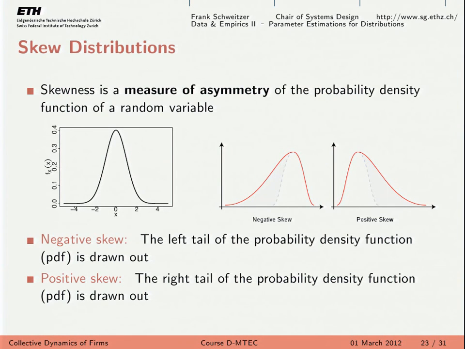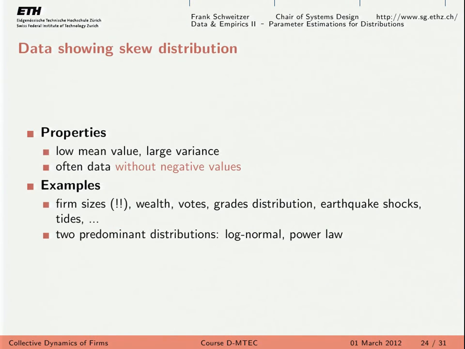Okay, here are some properties of skew distributions. I said already there's a low mean value, low compared to the maximum value that you can observe. And we often have data without any negative values. The example that we already talked about was the size of the firm, which cannot have a negative value. Your wealth can also not have a negative value, even if your bank sees it differently. Yeah? So, okay. There are other distributions that do not have negative values.